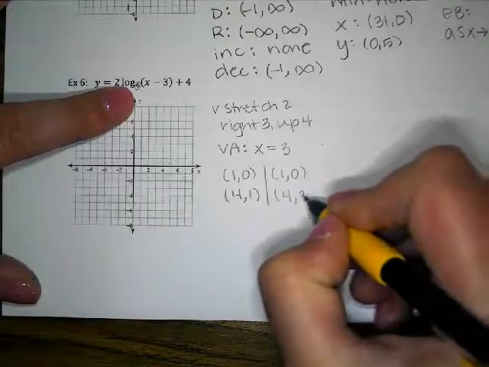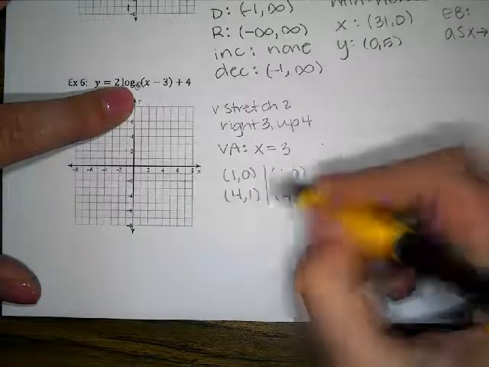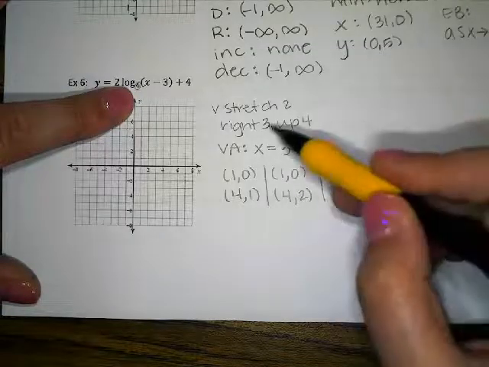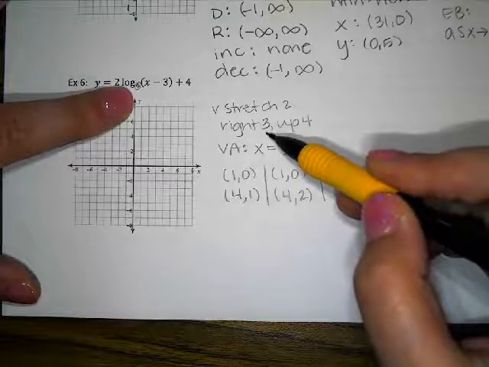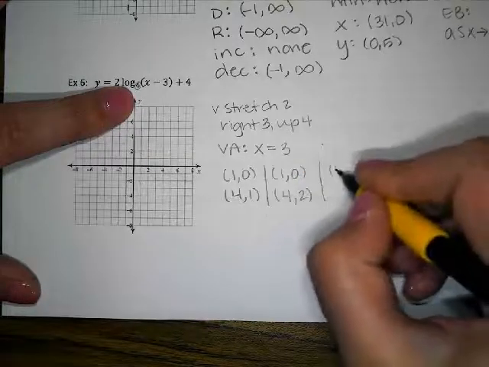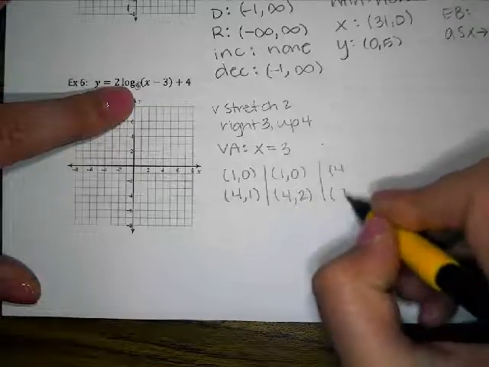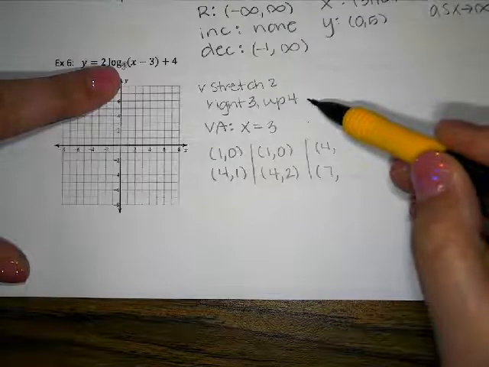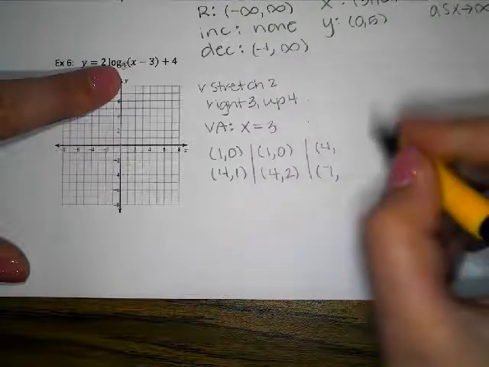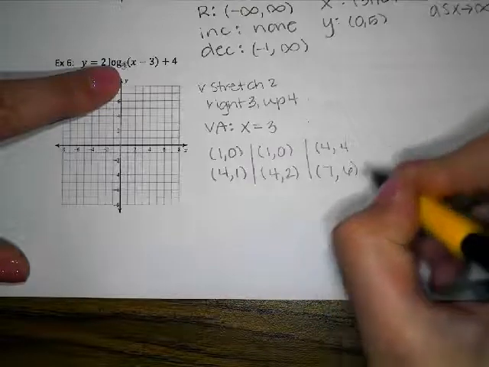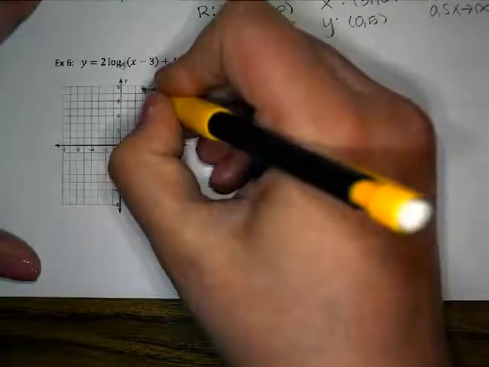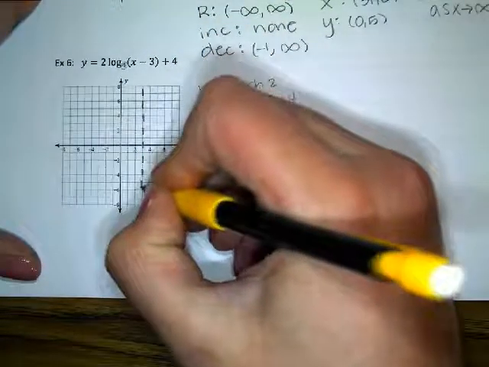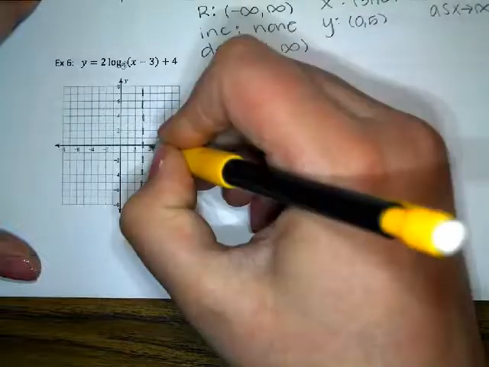Okay? And then we're going to do the transformation right 3. 4 and 7. Okay? And then we have to do the transformation up 4. So 4 and 6. Okay? And now we are ready to graph. So here we've got 3. We've got 4, 4. We've got 7, 6.